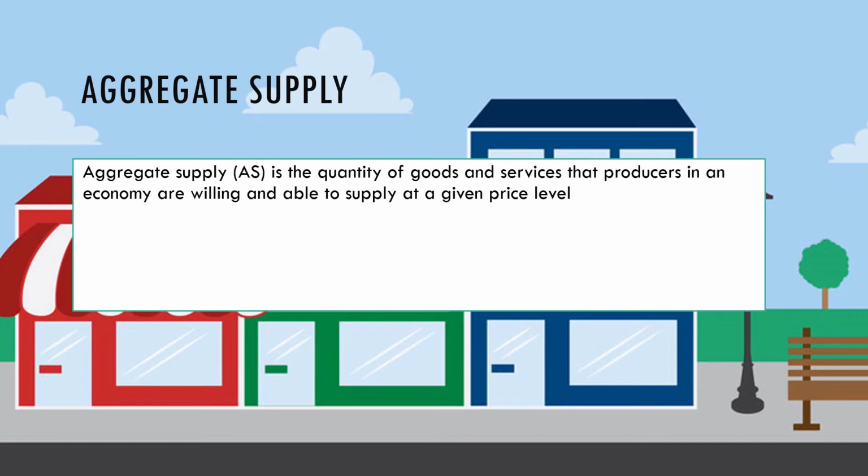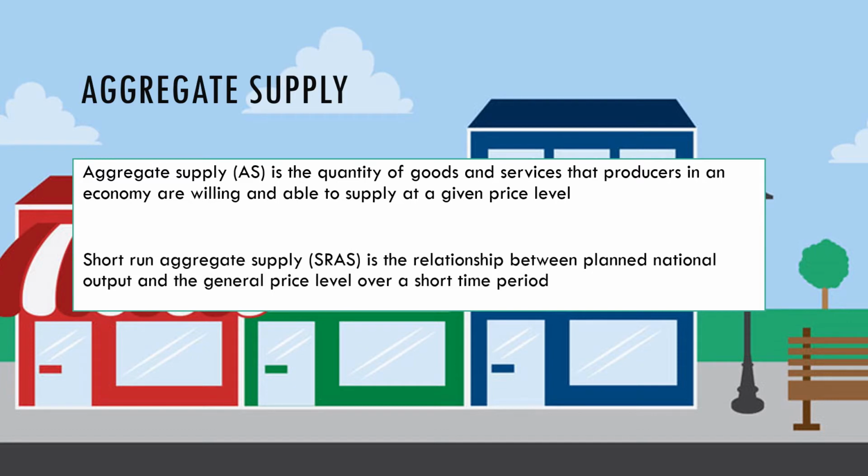Well, aggregate supply is the quantity of goods and services that producers, so the firms or businesses within an economy, are willing and able to supply at a given price level. So it's kind of how much they plan to produce given the price level in the economy. The short-run aggregate supply is the relationship between planned national output, what firms and businesses plan to produce, and the general price level over a short period of time.